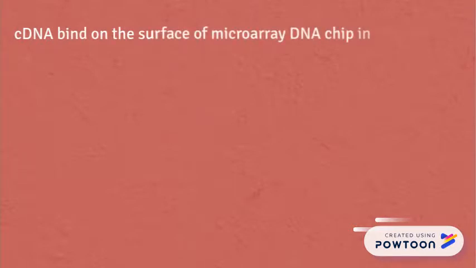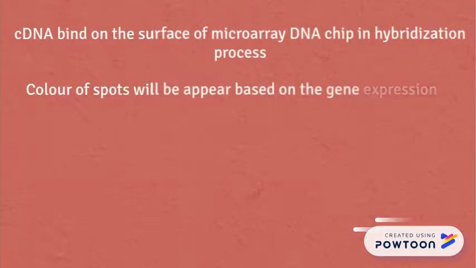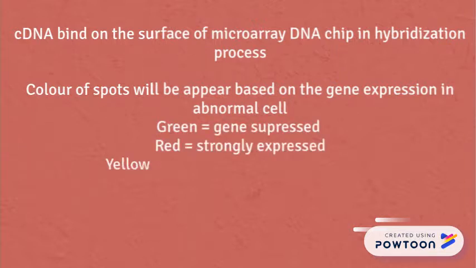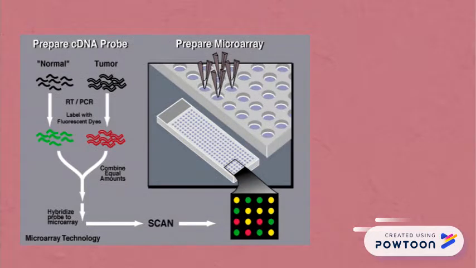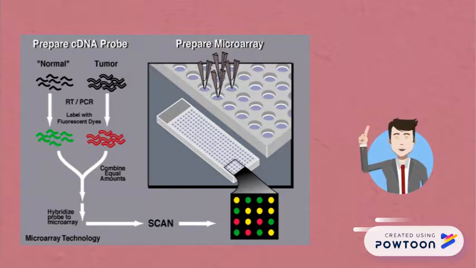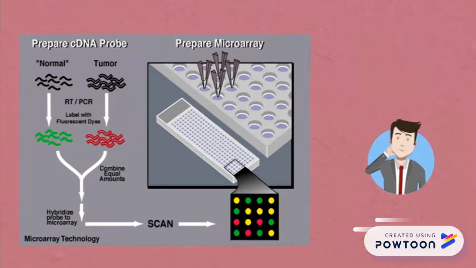cDNA binds on the surface of the microarray DNA chip in the hybridization process. Color or spot will appear based on the expression of the gene in the abnormal cell. Green is gene suppressed, red is strongly expressed, yellow is either suppressed or expressed. Image will appear when scanned with laser. The following slide is an example of how microarray works. As we can see, there is the preparation of cDNA probe, the preparation of microarray itself, and the results, which is the numerous color spots that can be shown on the computer screen.